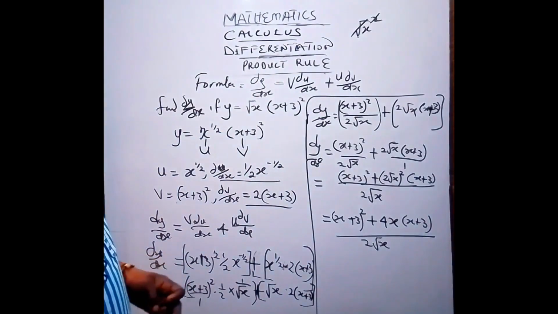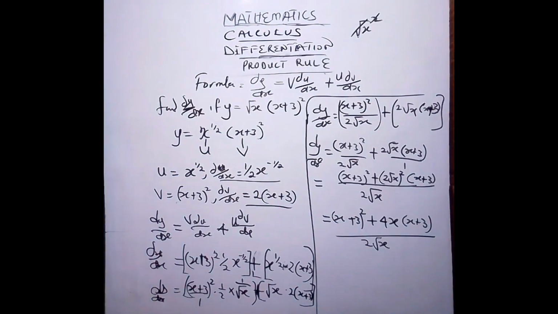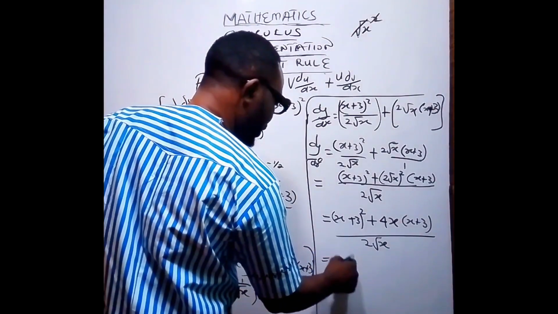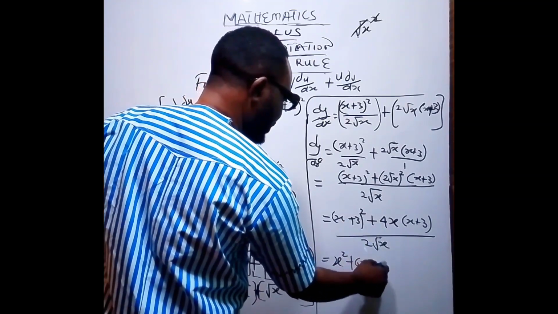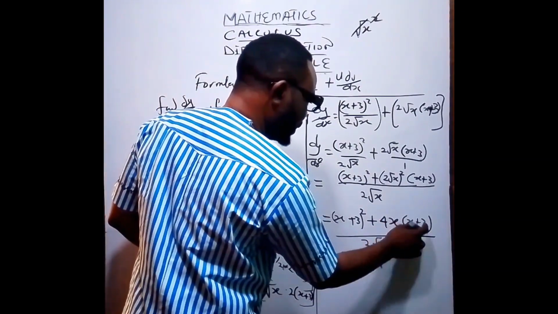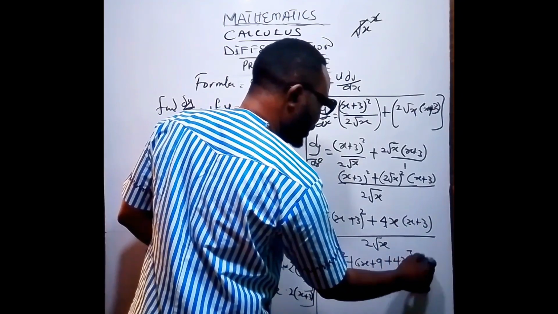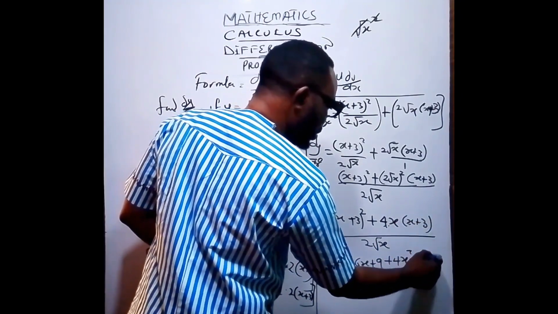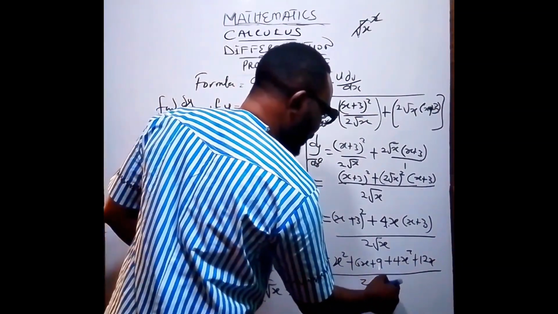Now, at this stage, we can open up this x plus 3 bracket. x plus 3 squared will give us x squared plus 6x plus 9. Yes. This one is going to be what? Plus 4x squared. 4x squared plus 4 times 3. That's all 12x, all over 2 root x.